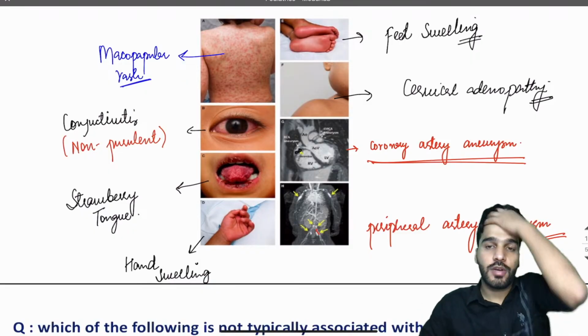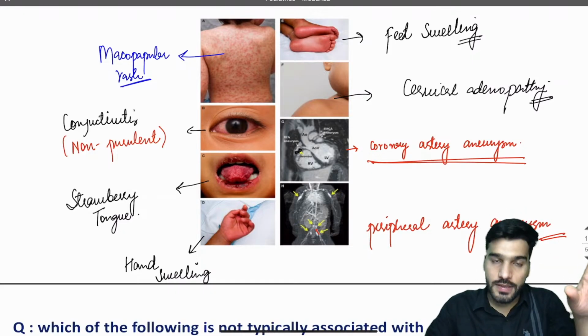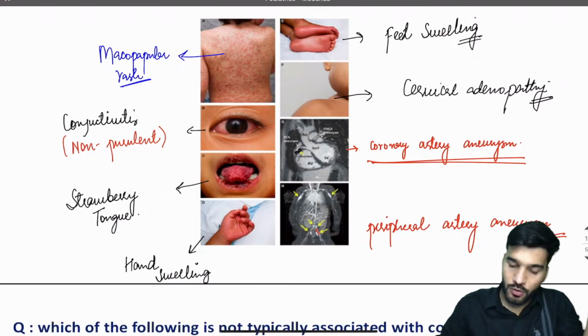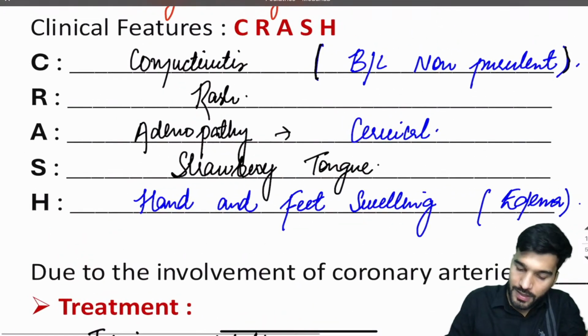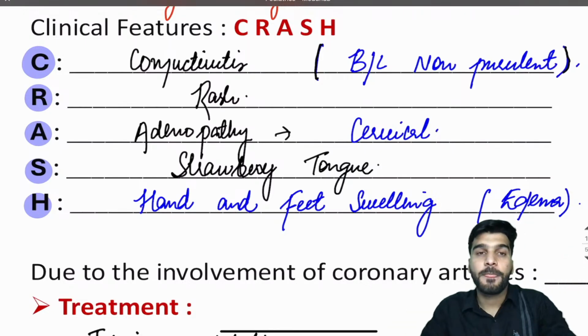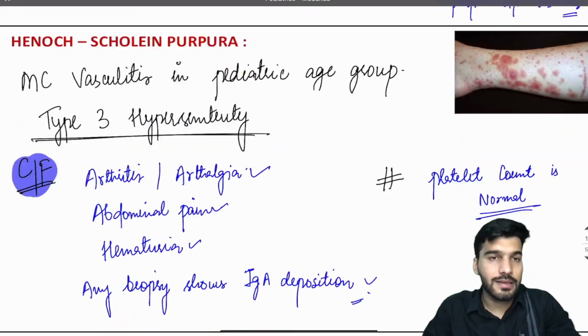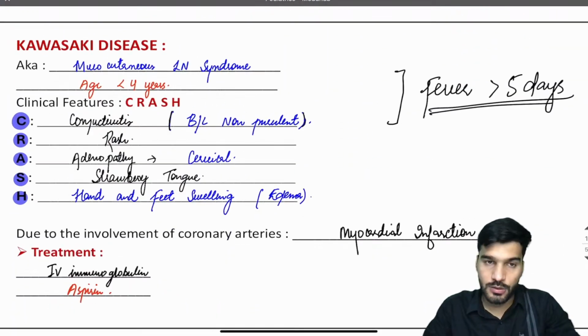So these are all the features of Kawasaki disease. Remember, the treatment is going to be IV immunoglobulin. If that is not working, then we can give the steroids, along with aspirin. The features are conjunctivitis, rash, adenopathy, strawberry tongue, and the edema. So do remember HSP and Kawasaki disease, vasculitis.